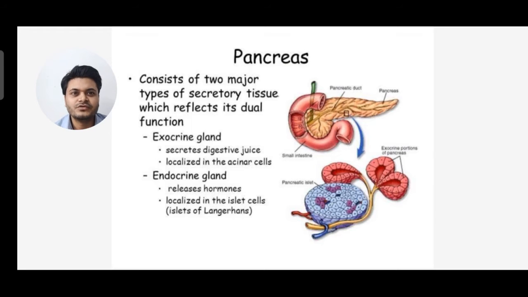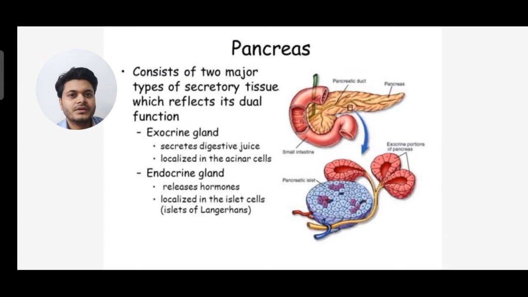It consists of two major types of secretory tissue, which reflects its dual function. One is the exocrine gland, another is the endocrine gland. The exocrine portion secretes digestive juices, and these are localized in the acinar cells. The endocrine portion releases hormones, and they are localized in the islet cells, or islets of Langerhans. Hope you have understood the exocrine and endocrine function of the pancreas.